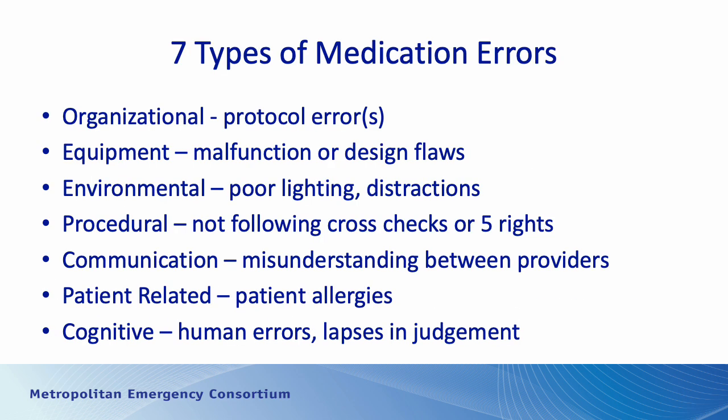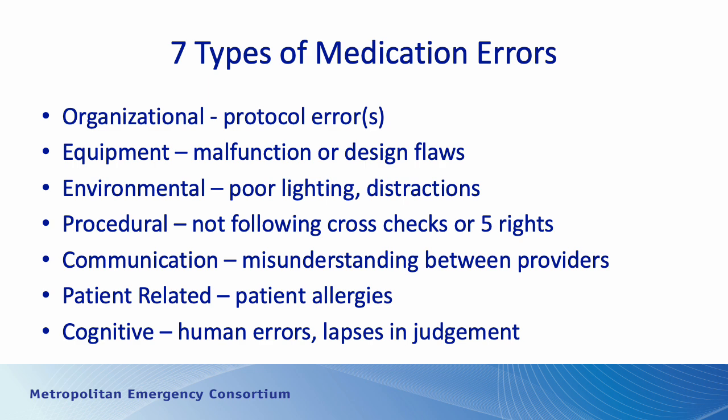So really, if you look at medication errors, there's kind of 7 types that have been identified. The first one is organizational error, and that's principally something like a protocol error. So if we have an error in the protocol and our provider follows the protocol and there's a medication error because the protocol identified the wrong medication or the wrong dose, that would be considered organizational. That comes back on all of us to go back and look at the protocol and make changes. Sometimes there are equipment problems. There could be a malfunction or design flaw. It could be related to how the medication is stored.